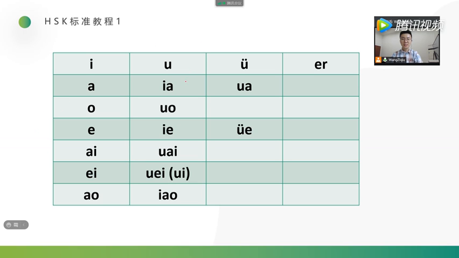Okay, and these 5 finals, this one is the most difficult one. Let's practice this. Listen. Ü, ü. To pronounce ü, we can first pronounce E, then change it into ü. Let's have a try. Follow me.